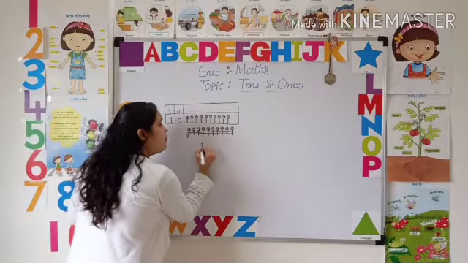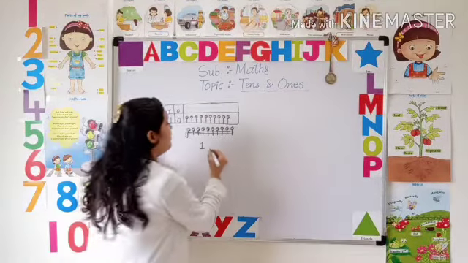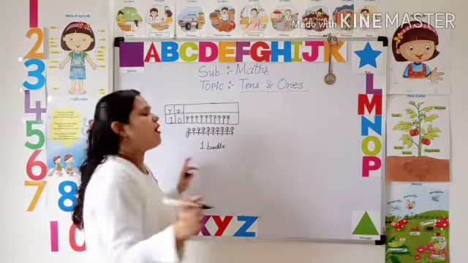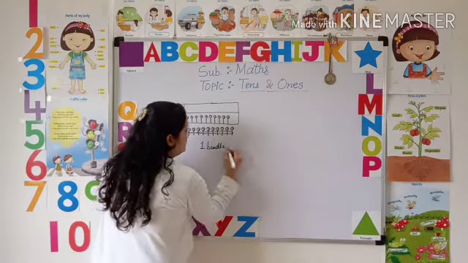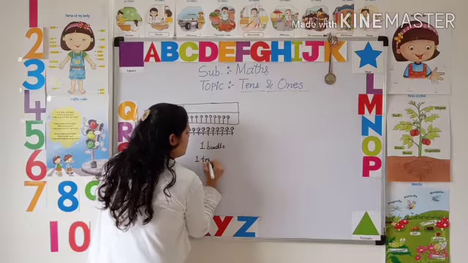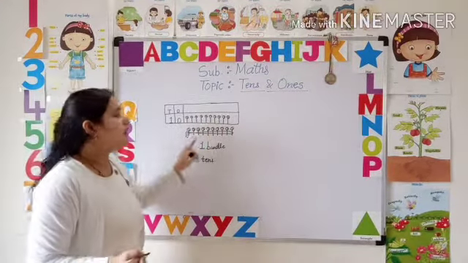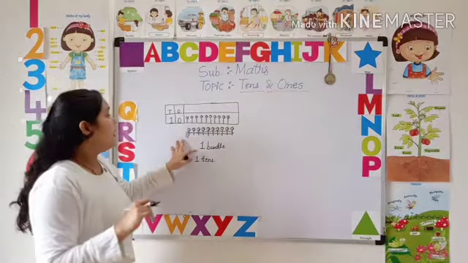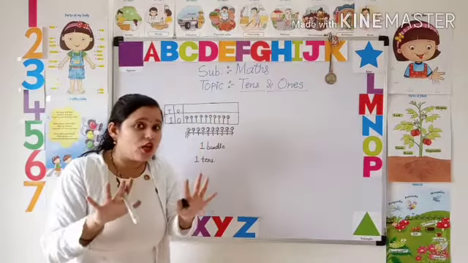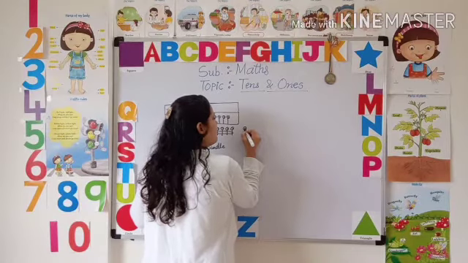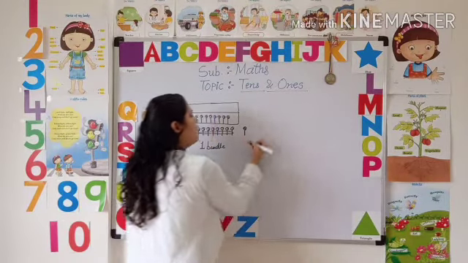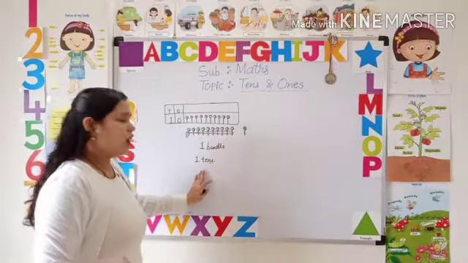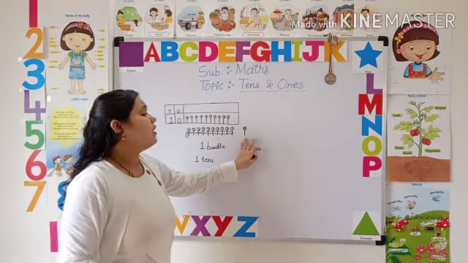Now, I have one bundle of 10 lollipops. Right? It means 1 tens. In this bundle, how many lollipops? Yes, 10 lollipops. In this bundle, we have 10 lollipops. Okay? Now, I have one bundle of 10 lollipops and one more lollipop.